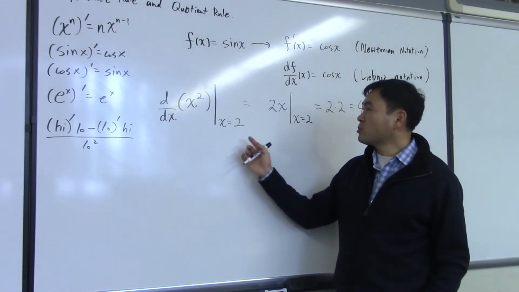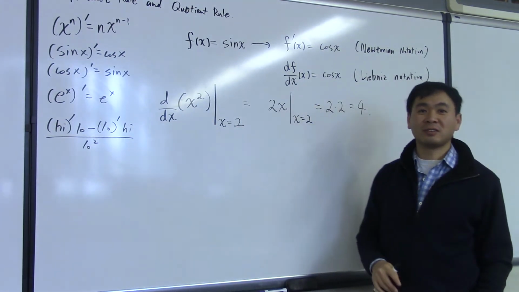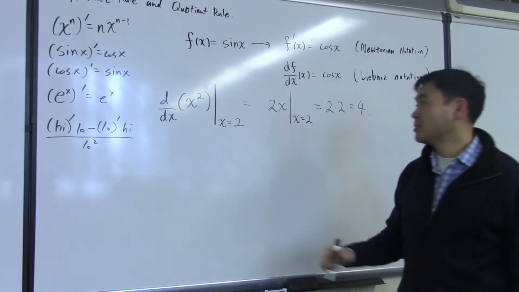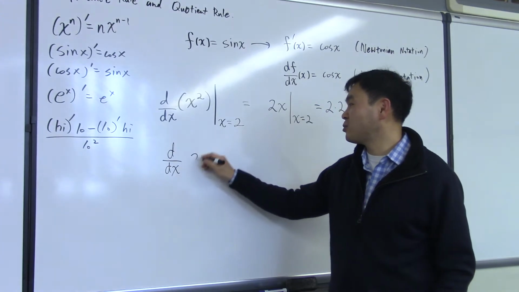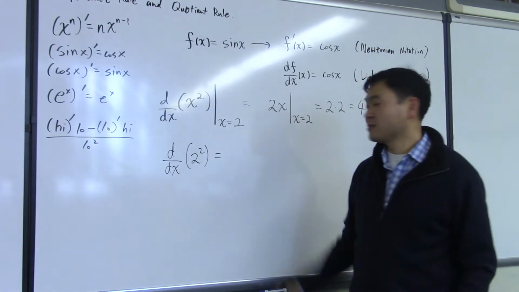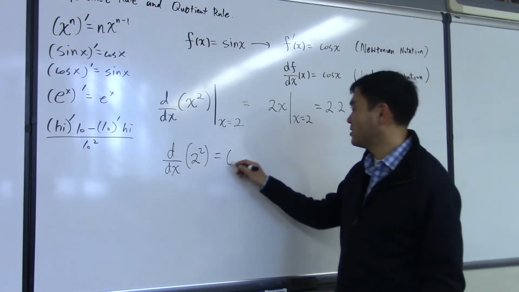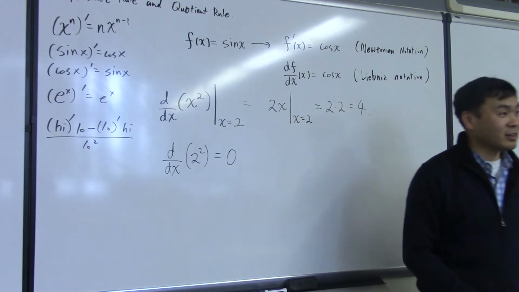Now, why would it be wrong to just put 2 in first and then differentiate? It would be completely different. For example, what is d dx of 2 squared? It's 0. Why 0? Because 2 squared is a constant.